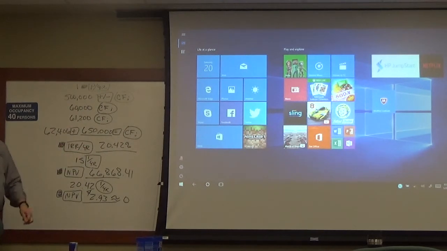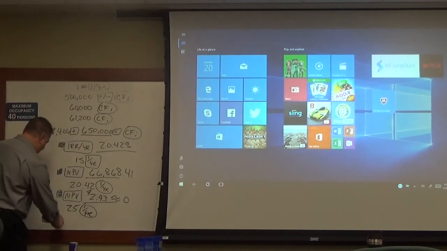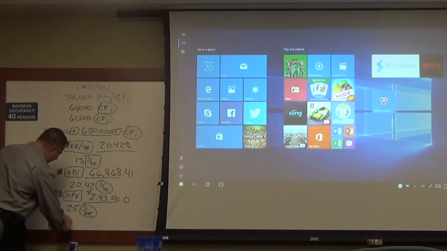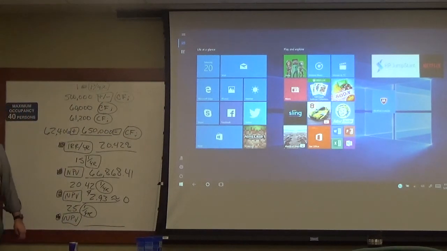Okay, now the final piece is what you were suggesting, which is what if we go to a 25% hurdle rate and we solve for net present value.